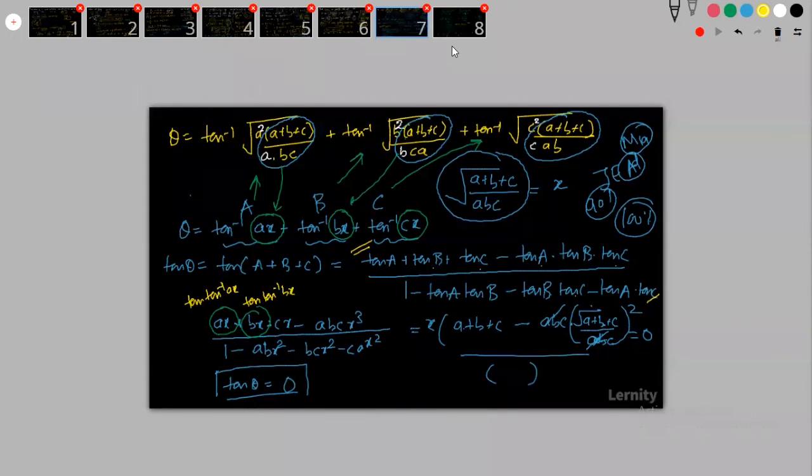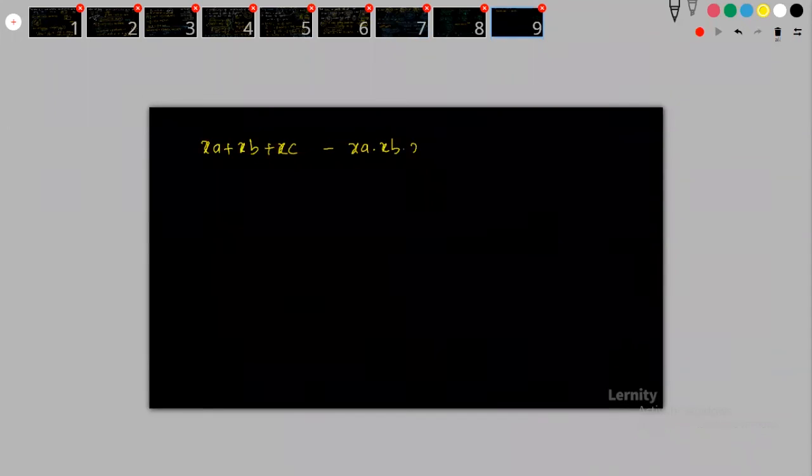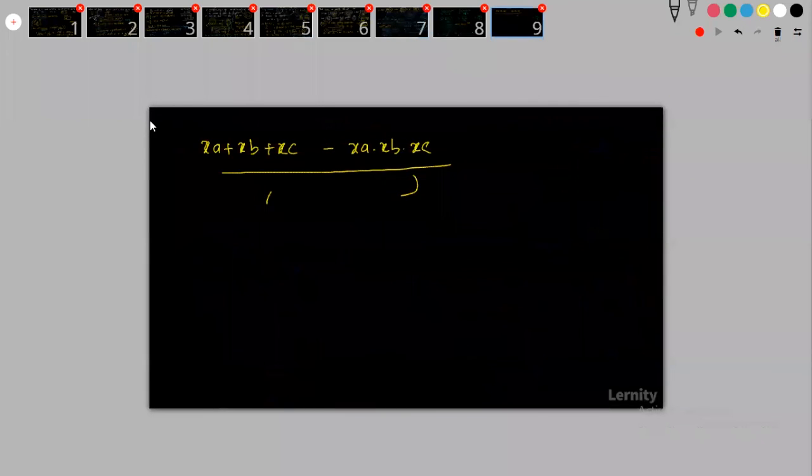Subiksha, did you understand now? Because see, if you solve this, I'm taking X common. I will solve at the end. So you will get X into A plus X into B plus X into C minus XA into XB into XC. And there was something in the denominator. Till here you understood? Subiksha, did you understand till this part? Okay.